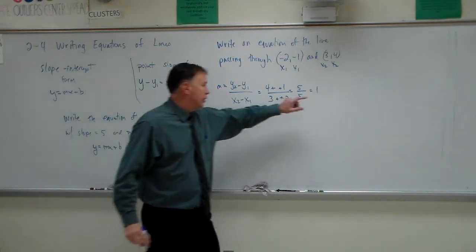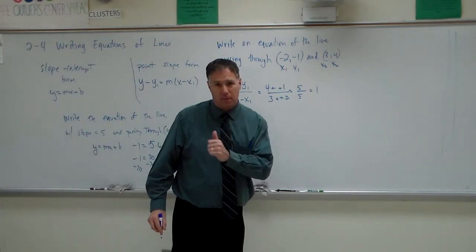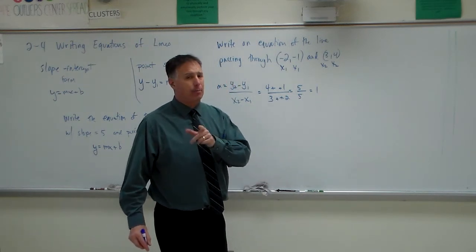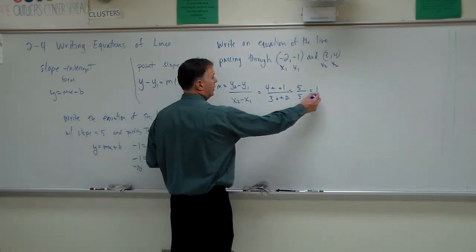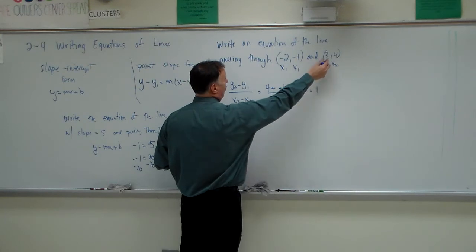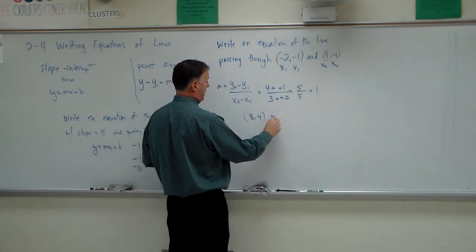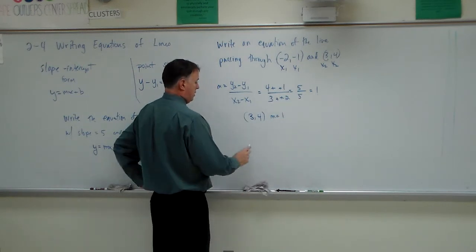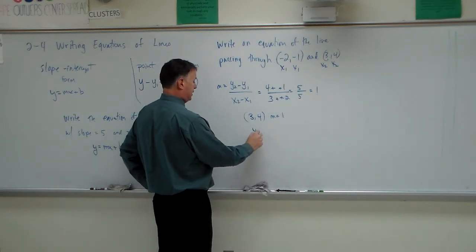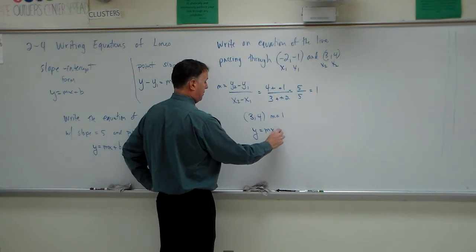Now, I go back and I do what I did over here. I have one of the two things that I need. I have my slope. I've got to find my y-intercept. So I go back and plug it in. You can pick whatever point you want. I'm going to pick 3, 4. So 3, 4, and m equals 1. So y equals mx plus b.